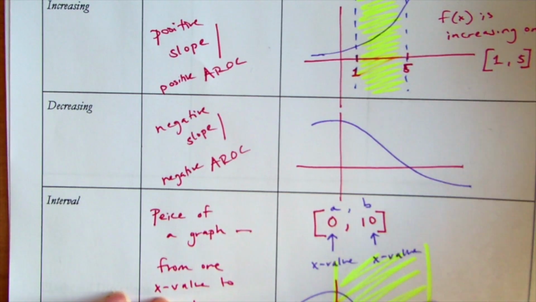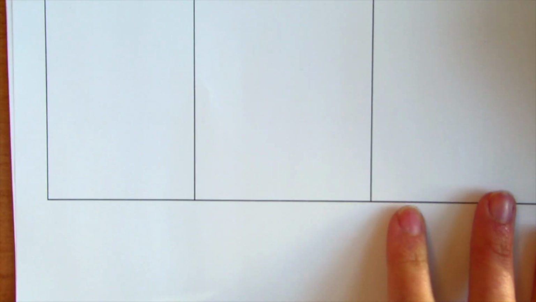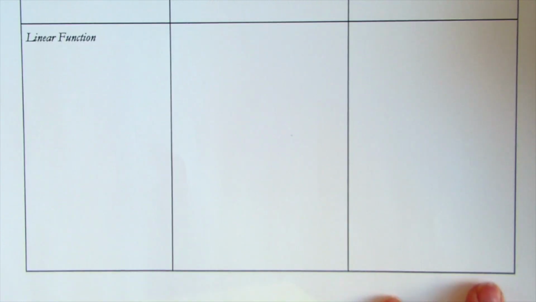Okay, so for the rest of the vocabulary terms, for the sake of length of this video, I'm going to skip average rate of change. You have a lot of notes about that to copy into here, and we're also going to do an example problem with that in a little bit, and we're going to go straight to linear function for the sake of not making this video super long.